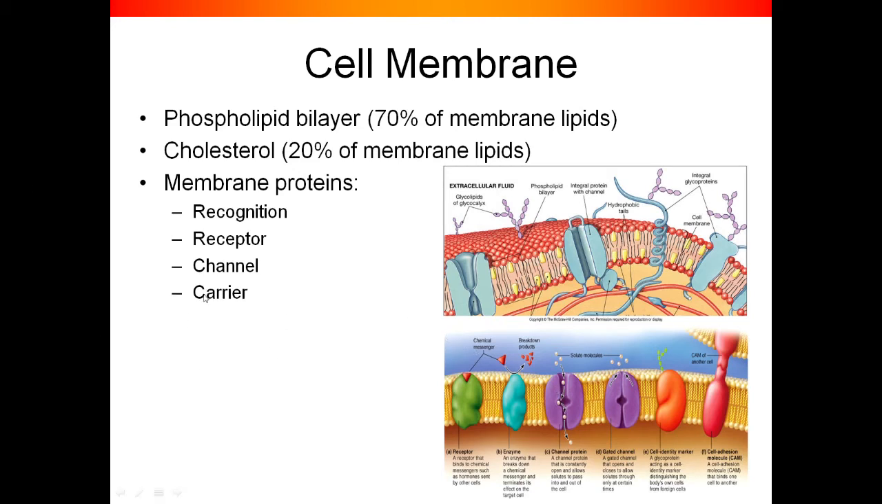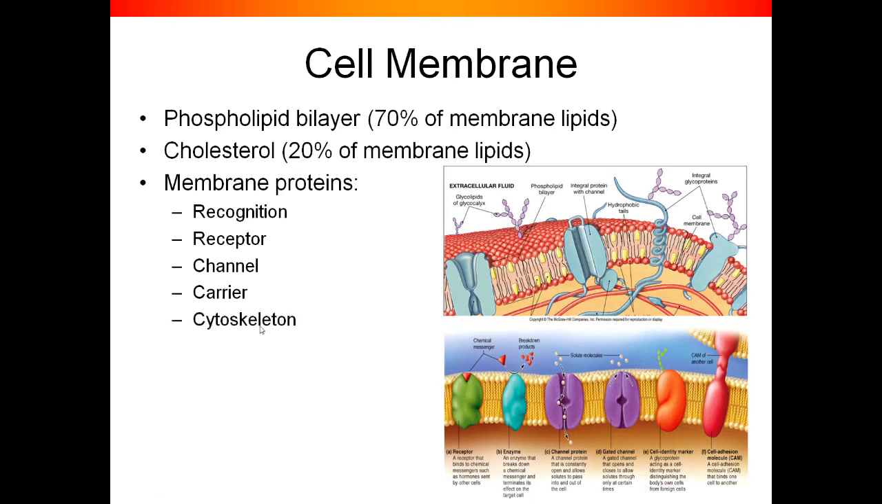Now, carrier proteins are going to help to carry substances across the cell membrane. They have to bind to those substances in order to transport them across the cell membrane. Some carrier proteins might require ATP. An example of that would be a sodium-potassium exchange pump that will pump sodium out of a cell and potassium into a cell. You'll see those when we get into nervous system and muscle function.